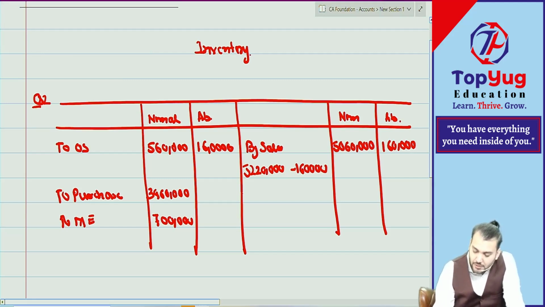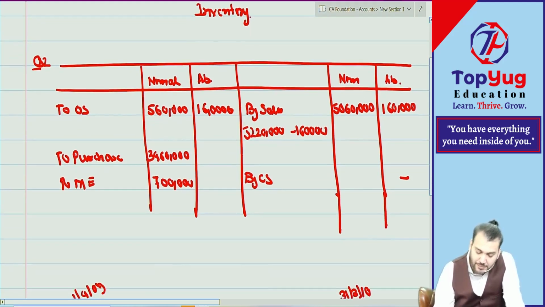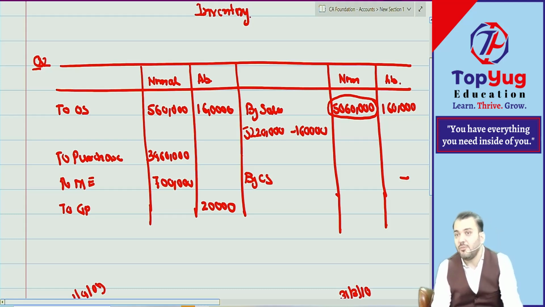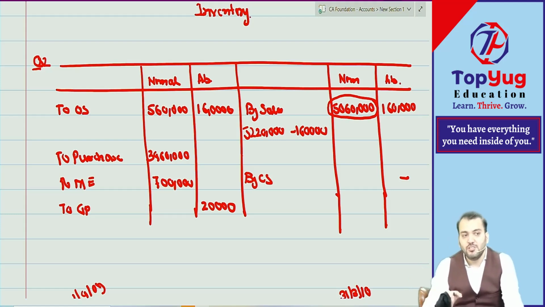Got it? Now can I say the abnormal item was entirely sold, so there is no closing stock of abnormal item. Correct? And in that there is a gross profit of 20,000. Now on this we are earning a profit of how much? Leaving the transaction, GP is 25% on cost. Means 1/4 of cost means 1/5 of sales.